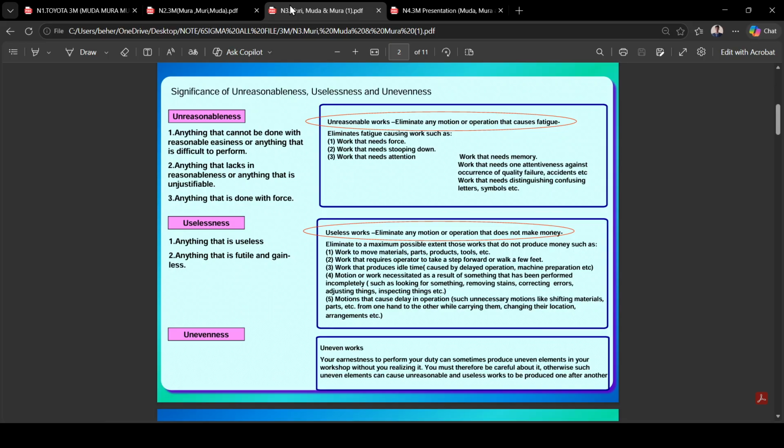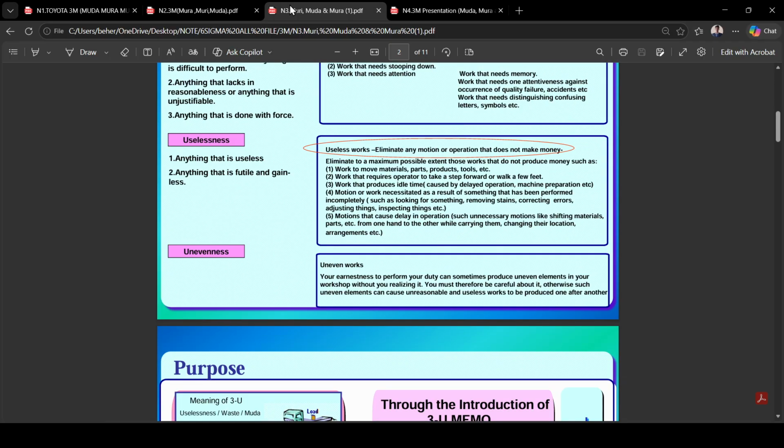Motion that causes delay in operation, such as unnecessary motion like shifting materials, parts, etc. from one hand to the other while carrying them, changing their location, arrangement, etc. And the last one is unevenness. Uneven work means your earnestness to perform your duty can sometimes produce uneven elements in your workshop without you realizing it. You must therefore be careful about it. Otherwise, such uneven elements can cause unreasonableness or uselessness to be produced one after another.